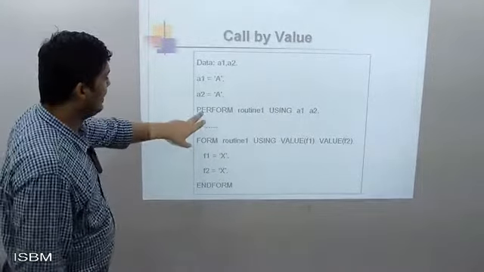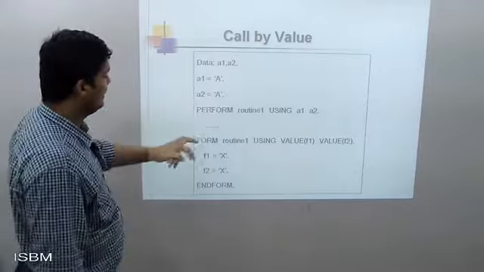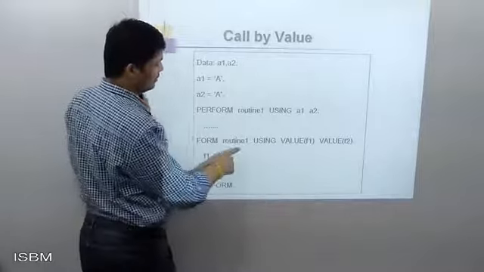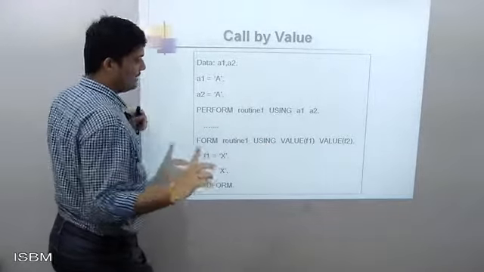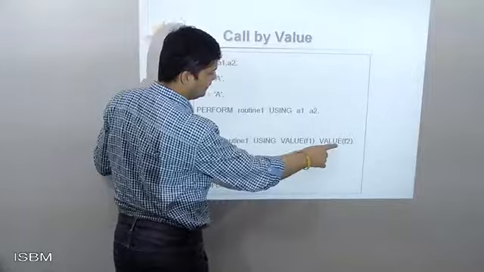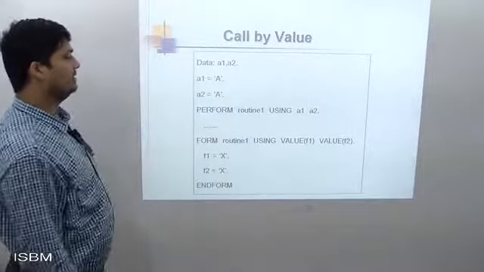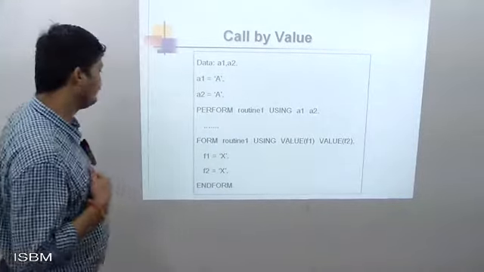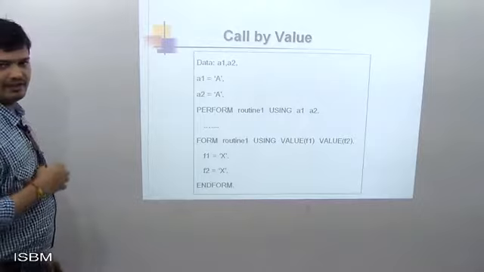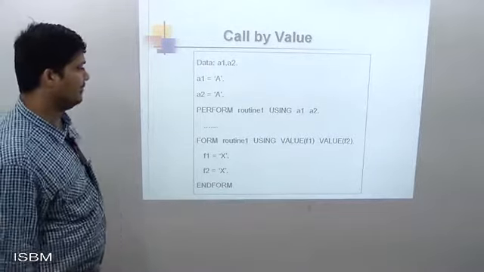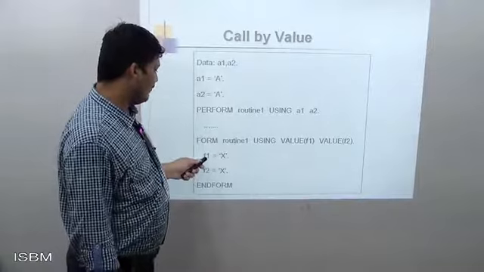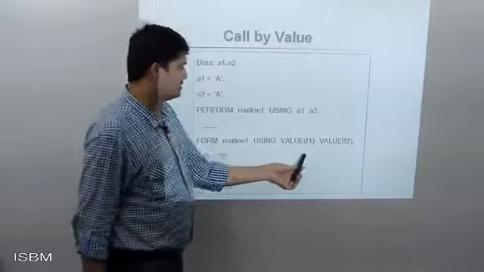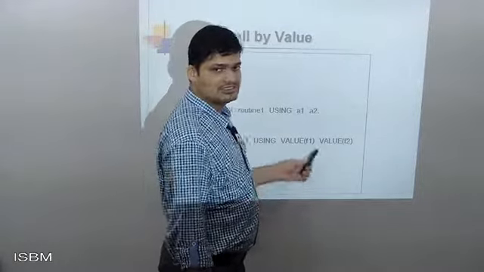Then I have double-clicked on the perform, and it will create form and endform. Inside the form, again routine 1 using value F1 and value F2. I have taken the values A1 and A2 into F1 and F2 over here. So what exactly are F1 and F2 doing? F1 and F2 are two variables.